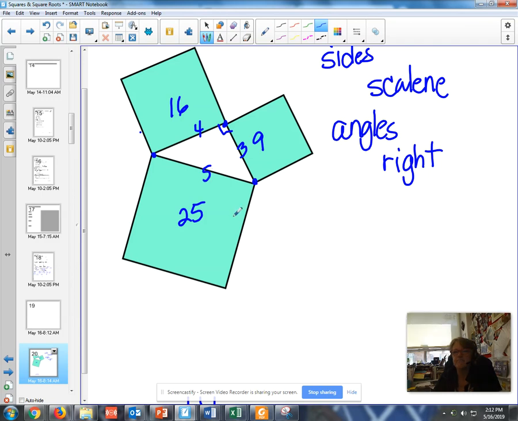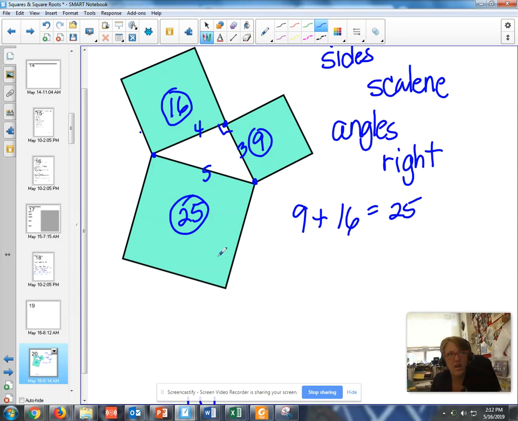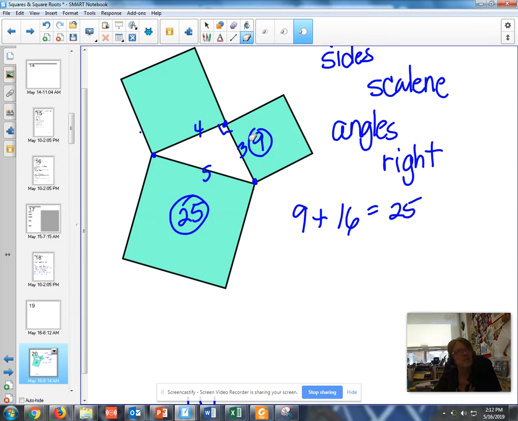And I said, do you notice anything math-wise, specifically about the areas? And hopefully what you began to notice is that 9, the smallest one, plus 16, the middle-sized one, add up to equal, oh my gosh, that third side. Did you even notice that? Cool.